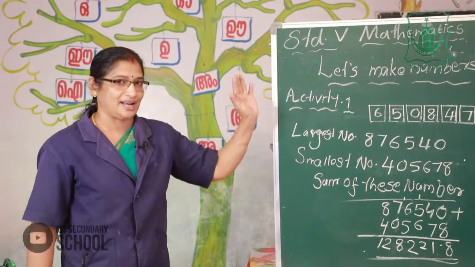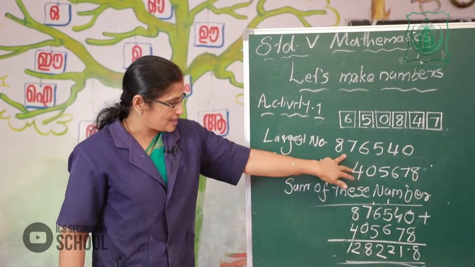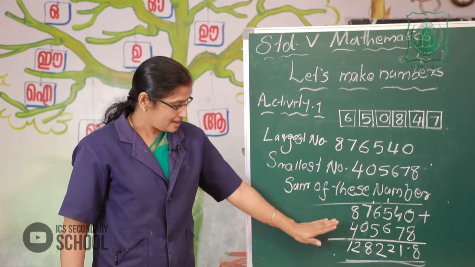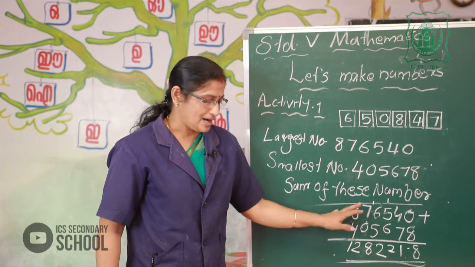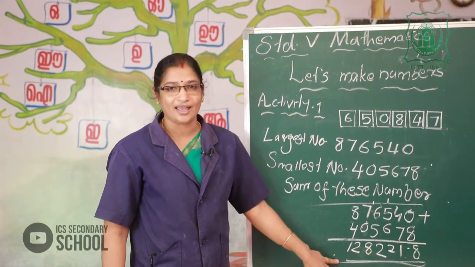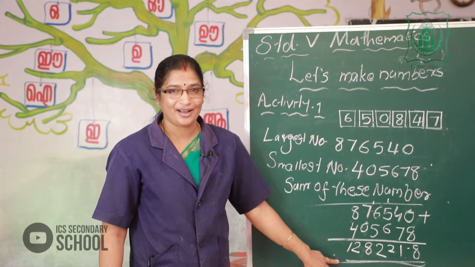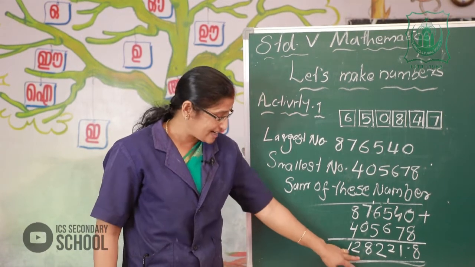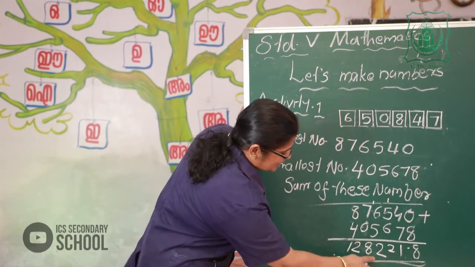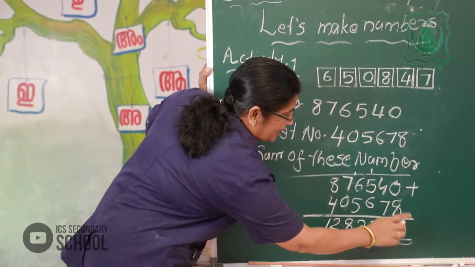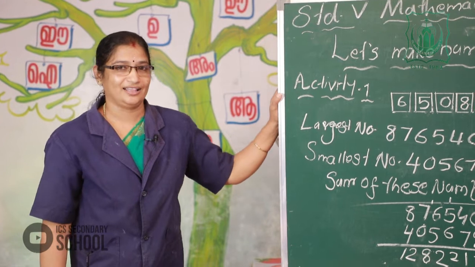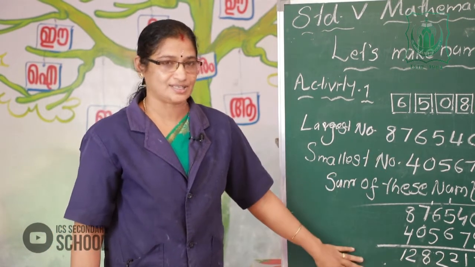First, make the largest number. Second step, the smallest number. And third step, the sum of these numbers, largest number plus smallest number. Then we get the sum of the numbers. Do you understand? How can we read this number? 12,82,218. The sum of the two numbers.